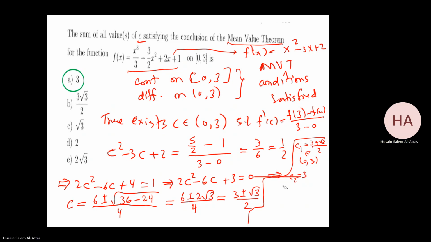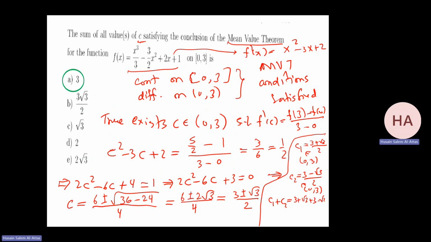Now let me check the other one, 3 minus the square root of 3 over 2. 3 minus something, it's still positive, so it's still in the interval between 0 and 3. I need to add them. If you add them, you get 3 plus the square root of 3 plus 3 minus the square root of 3, all over 2. That would be 6 over 2, which is 3. So that will be the answer.